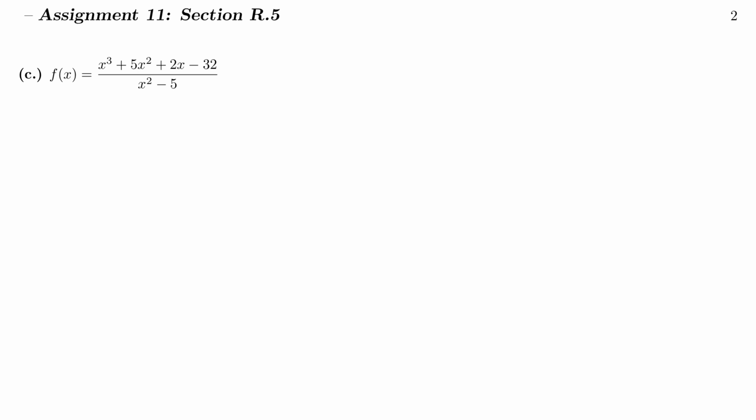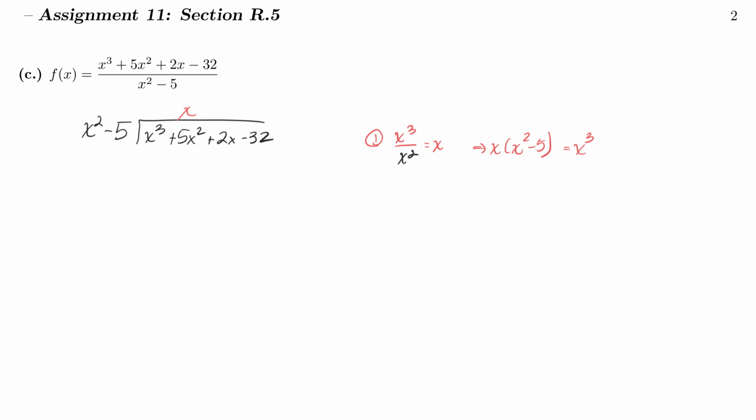So we're going to set them up just like we did all of the previous ones, where we'll have our divisor. So we have x squared minus 5 is dividing x cubed plus 5x squared plus 2x minus 32. And just like before, we're going to set it up to say, first of all, if I have x cubed and I divide it by x squared, what kind of multiple am I going to get? Well, those cancel out to give me x, so I would take just an x here. And x times x squared minus 5 gets us x cubed minus 5x.